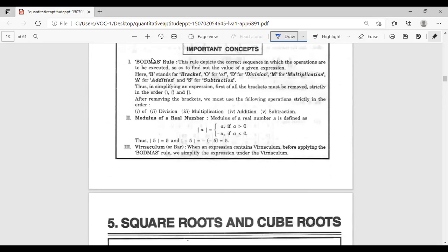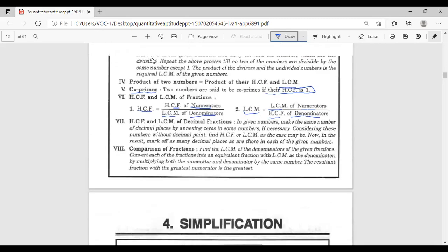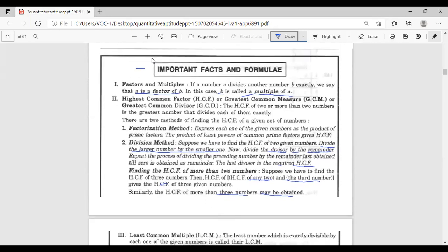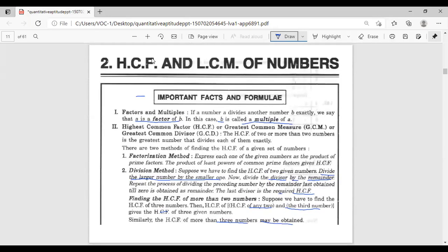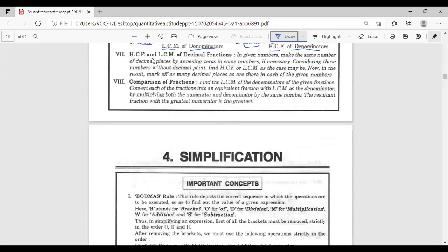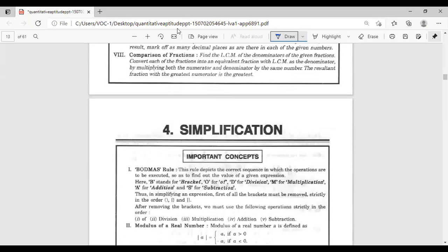So, this is the theory part of the HCF and LCM of numbers. This is the formula we have to use to calculate. So we will see.